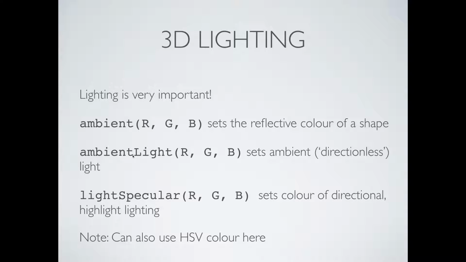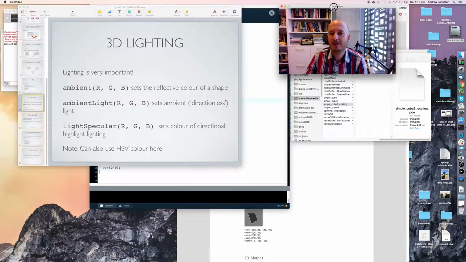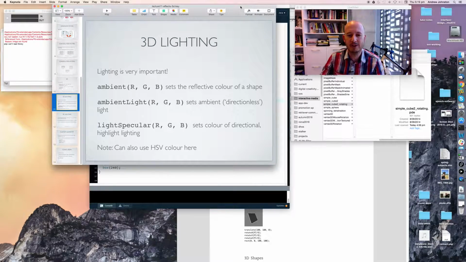You can also set the color of any ambient light that might be in a scene. If you imagine you're putting your cube in a theater, and within that theater you have a bunch of lights and so on, you can set a kind of ambient light wash color. You do that with ambient light. It sets a general light in the scene, not like a spotlight, but more just directionless ambient light.